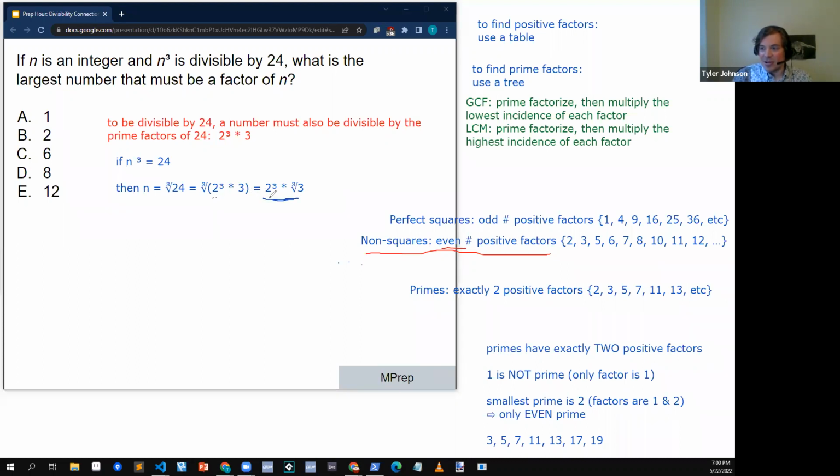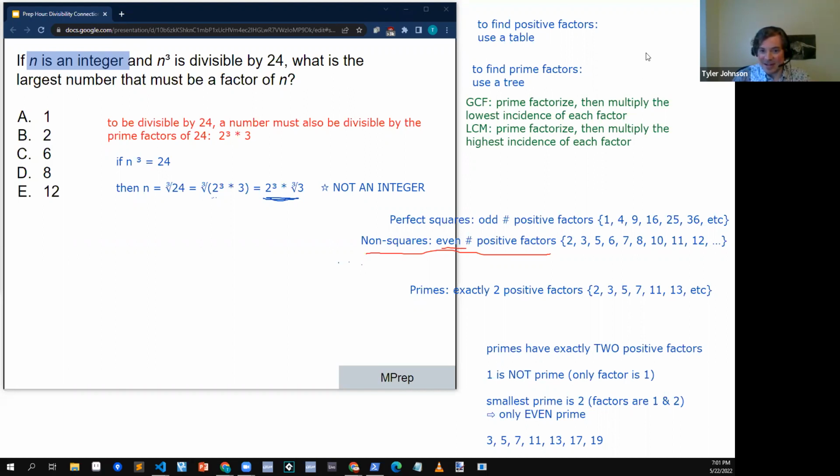But we have an issue. The cube root of that simplifies to 2 times the cube root of 3. And that is not an integer, which violates this rule up here that n must be an integer. So what's going on is that n cubed itself has to be something bigger than 24.